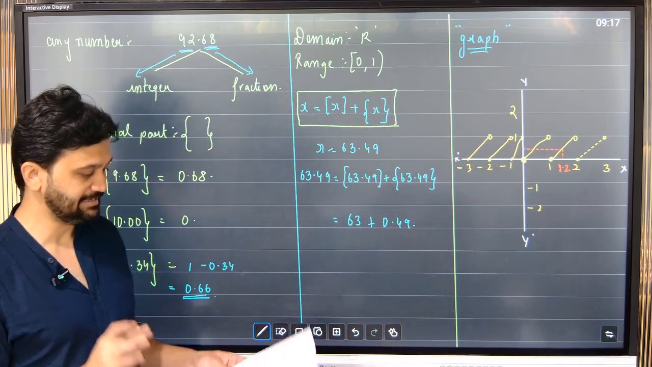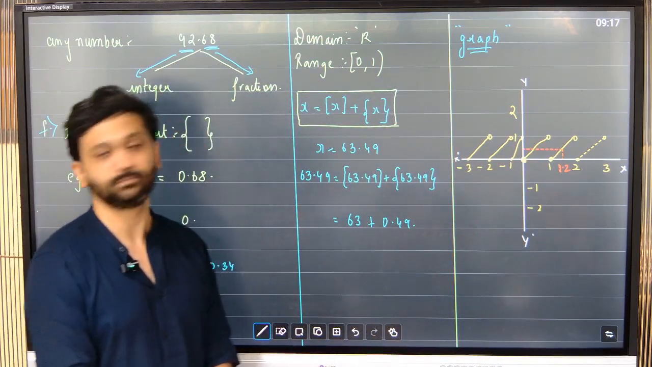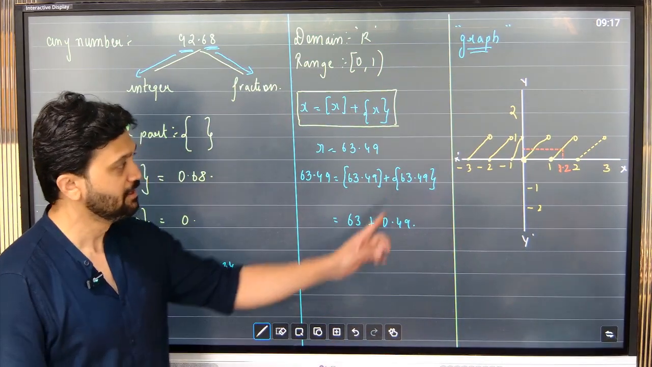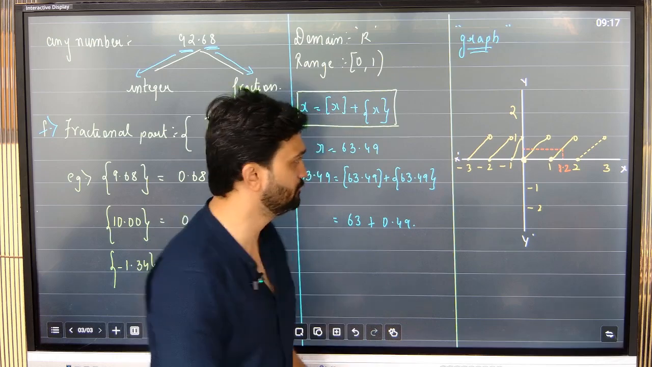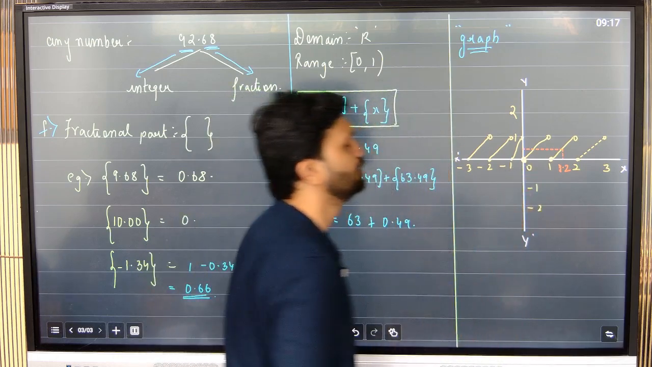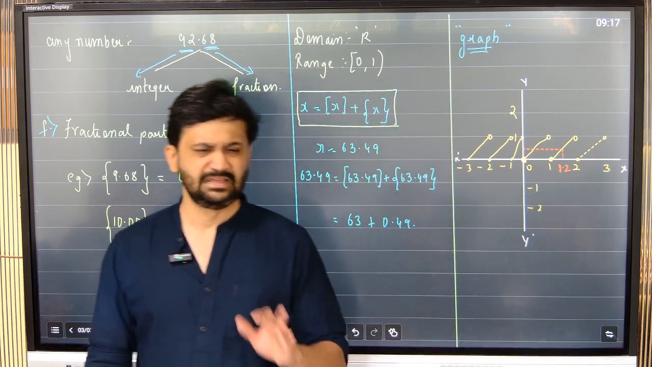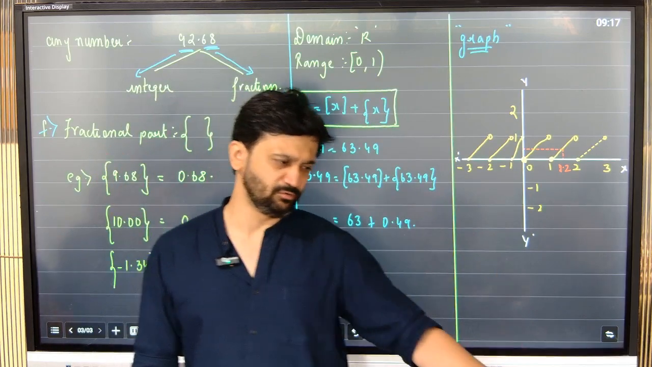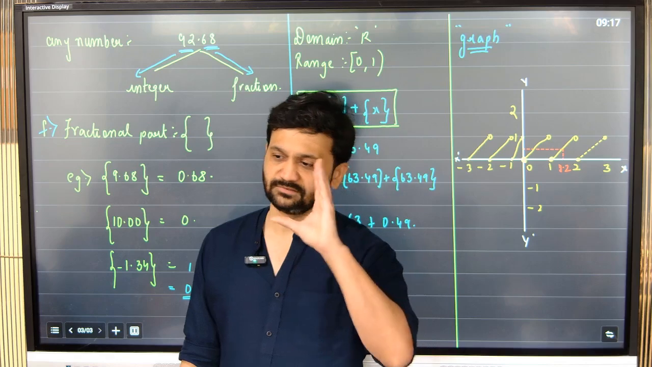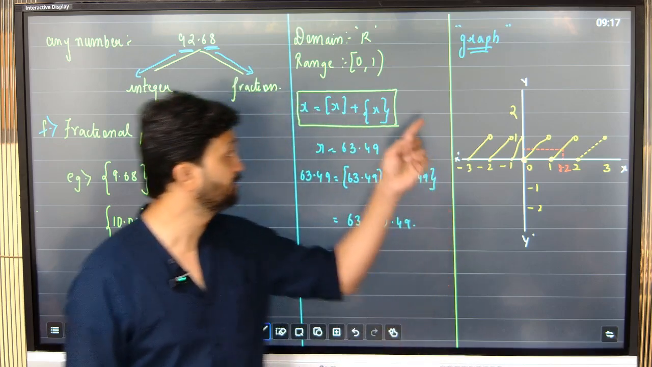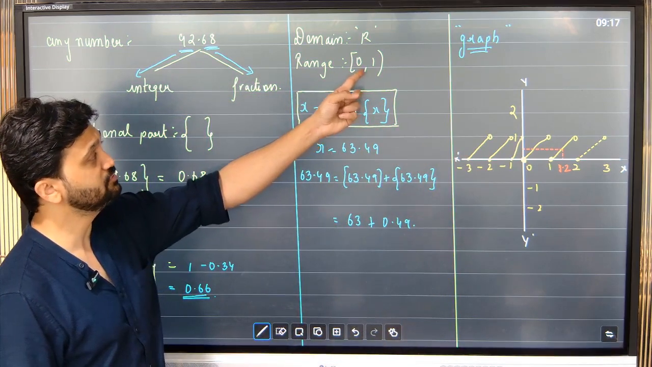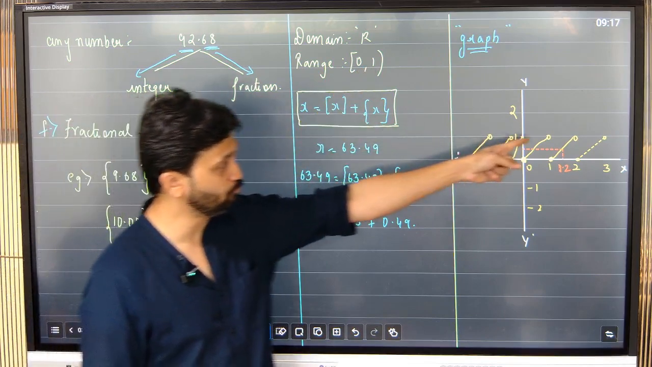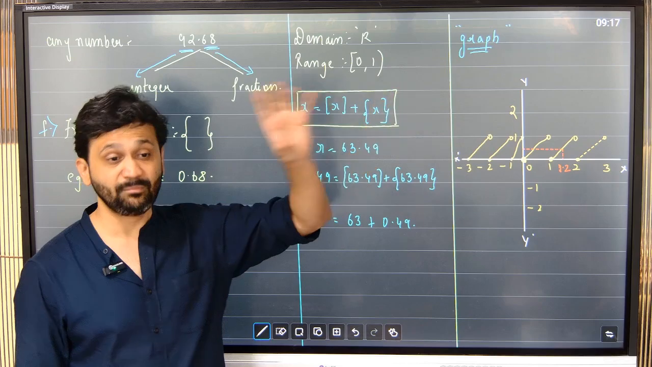सो दिस इज द ग्राफ ऑफ फ्रैक्शनल पार्ट. दिस इज माय फ्रैक्शनल पार्ट. कोई भी नंबर ले लो, यहाँ पे 0 डाल देते. कोई भी रियल नंबर लो, मेरा आंसर हमेशा 0 और 1 के बीच में होगा. दैट इज वाई दिस इज माई रेंज. वो 1 भी नहीं बन रहा, इसलिए ना मैंने ऊपर जहाँ पे 1 लिखा है वहाँ पे हॉलो है.